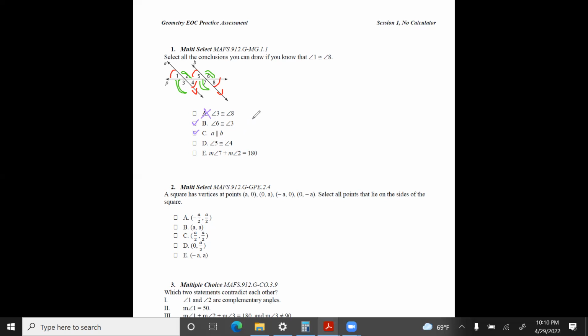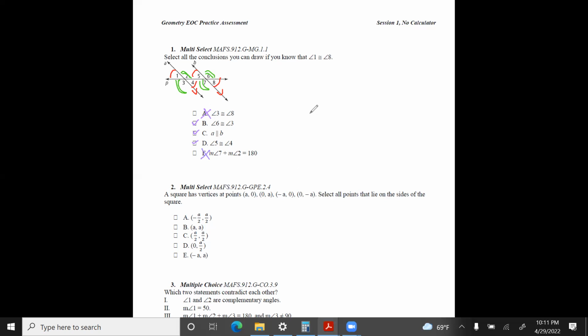Going down to D, 5 and 4. Those are alternate interior, and again, they are congruent. So that works. And then the last one, 7 and 2 add up to 180. Well, 7 and 2 are both obtuse, so those two should be congruent. They do not add up to 180. You can never have two obtuse angles give you 180. You also can never have two acute angles give you 180.